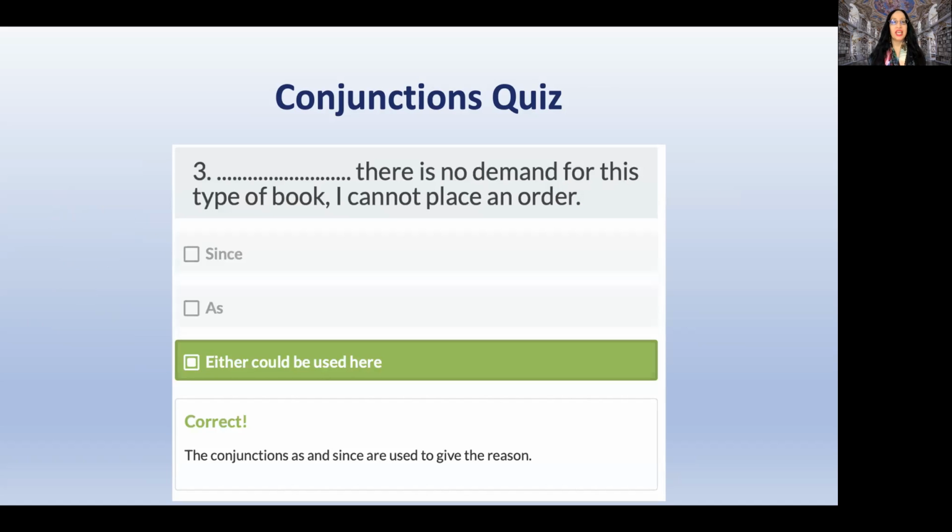Either could be used here, which means we can say since and we can say as. The conjunctions as and since are used to give the reason. Good job.